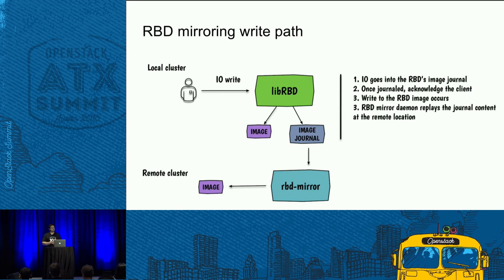So what's the write path looking like? An IO operation is generated. It goes to librbd as usual. Then it's written to the journal. The write is acknowledged to the client. And afterwards, it's written to the image. The RBD mirror daemon running at the remote site accesses the local Rados cluster, pulls the data changes from the journal, and reproduces these changes in the remote site images.